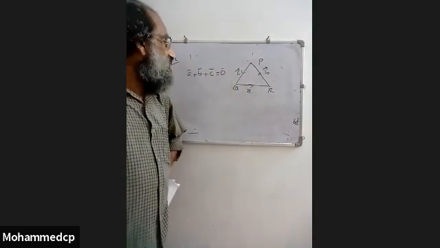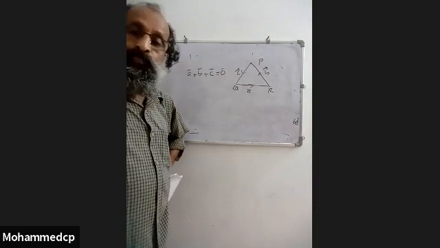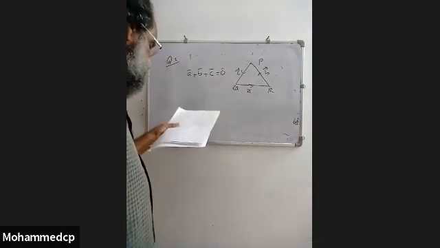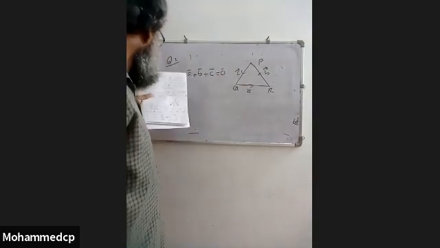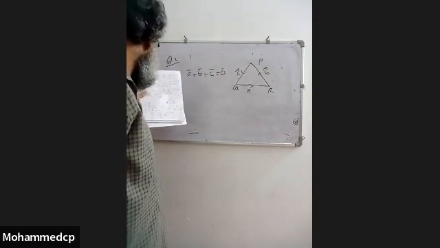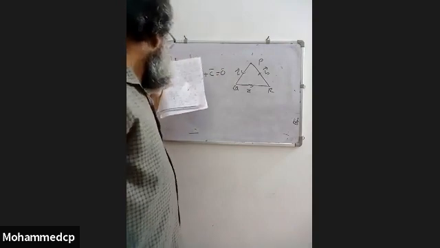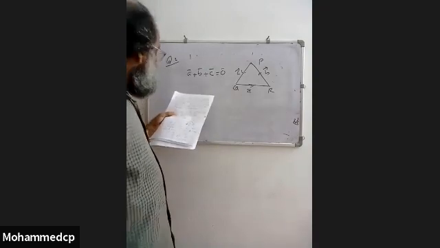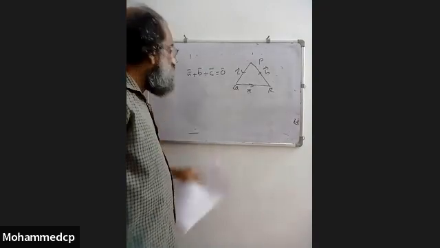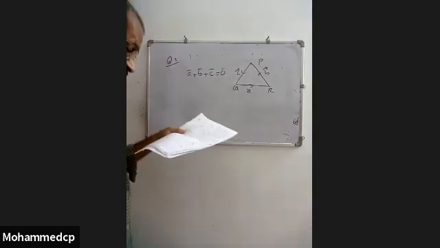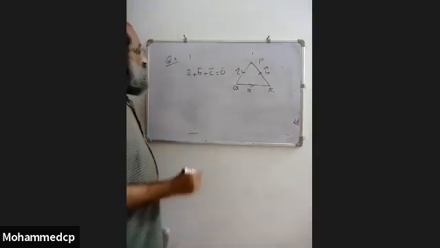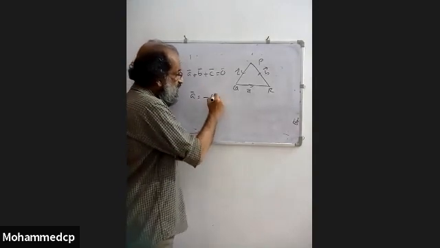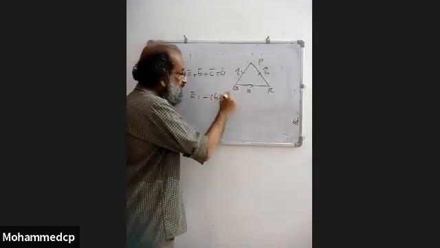So A plus B plus C, the resultant, is zero. This is the first result. Now we have in the question it is given that B dot C equal to 24. Okay, now we can write A is equal to minus of B plus C.